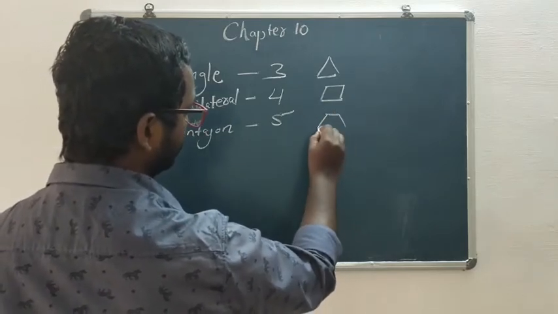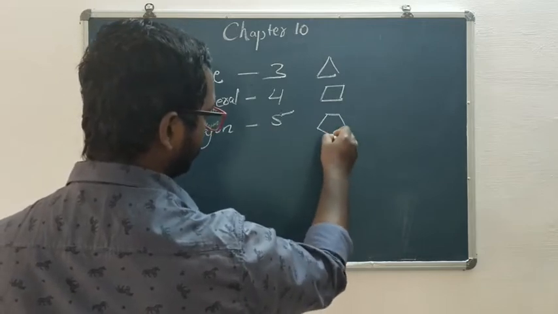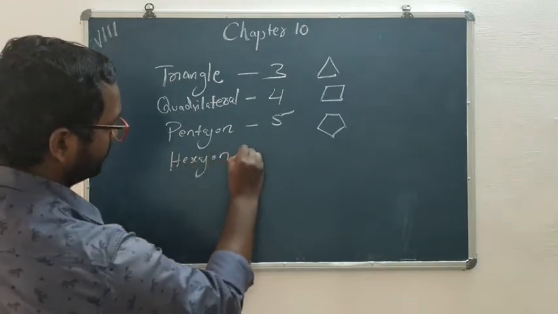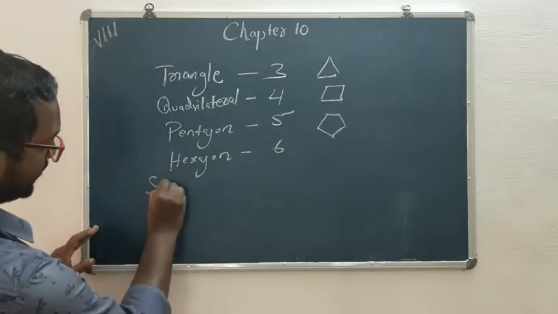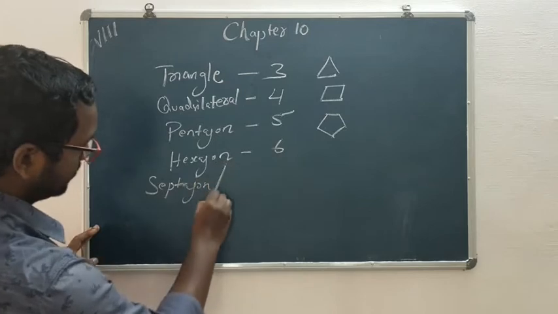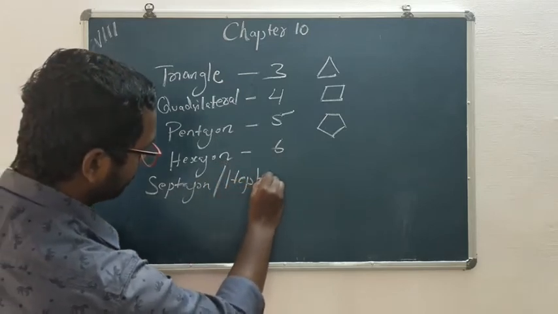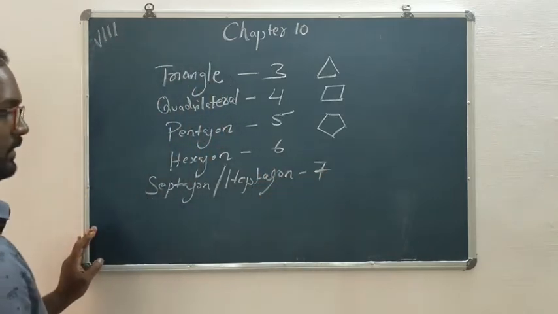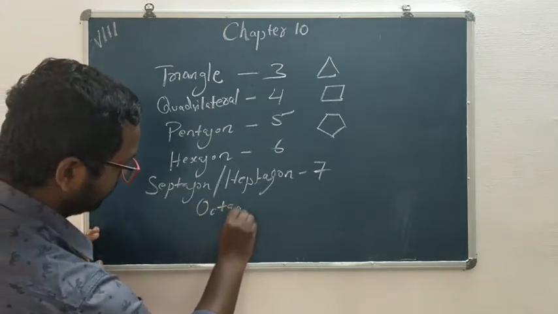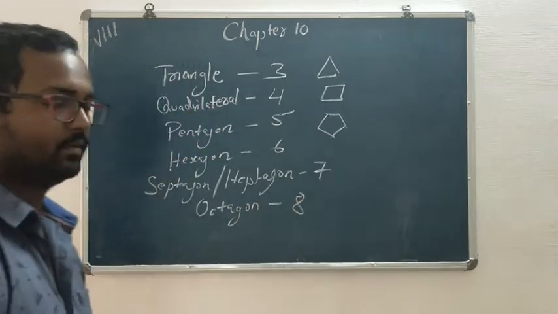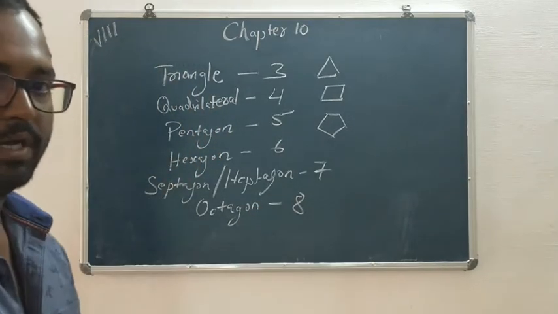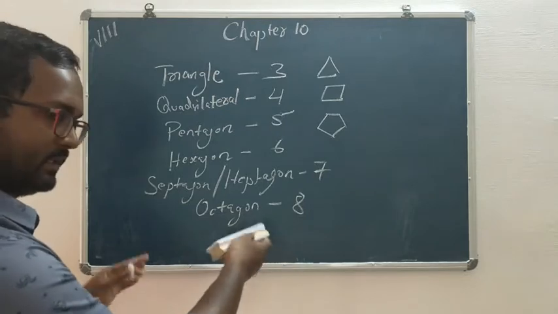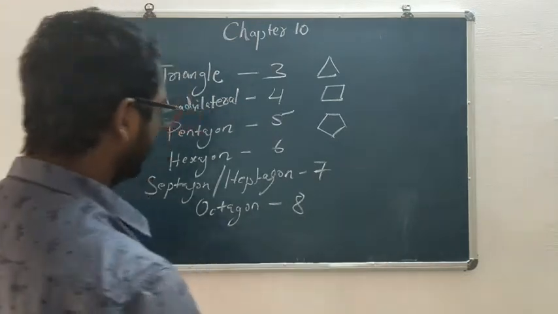1, 2, 3, 4, 5. Then we have a hexagon, which has 6 sides. Then we have a septagon, also called heptagon, which has 7 sides. Then we have octagon, which has 8 sides. So these are all a part of two-dimensional figures. Now, if we extend, we will get nonagon, 9 sides, and decagon, 10 sides. It will continue like that.